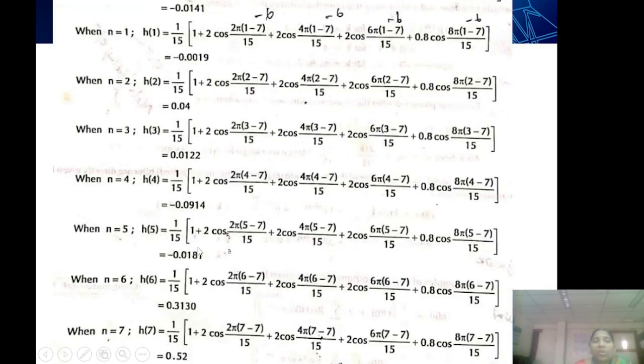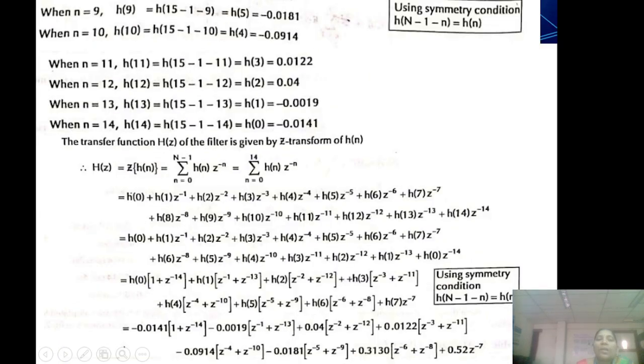In this equation, we have to substitute n equal to 0, 1, 2, 3, 4 like that. We will be getting for n equal to 0 as minus 0.0141, n equal to 1 minus 0.0019, for 2 it is 0.04, n equal to 3 0.0122, n equal to 4 minus 0.09, n equal to 5 minus 0.0181, n equal to 6 0.3130, for n equal to 7 it is 0.52. Similarly, we will be finding out for n equal to 8 to 14.